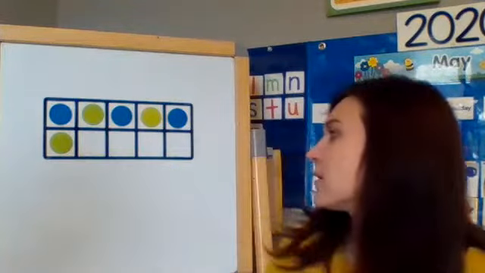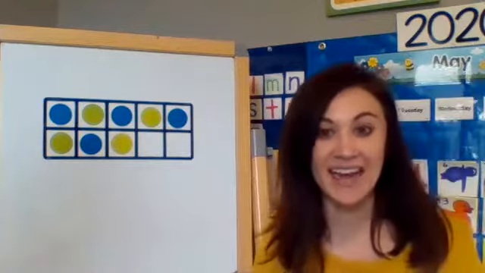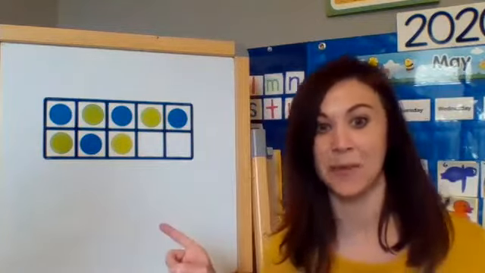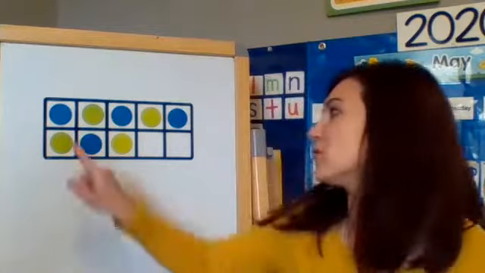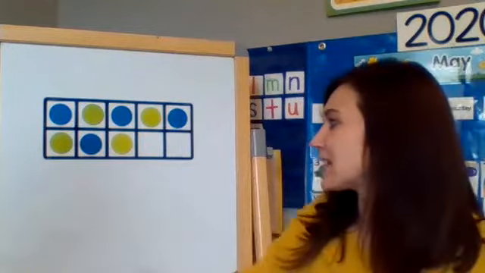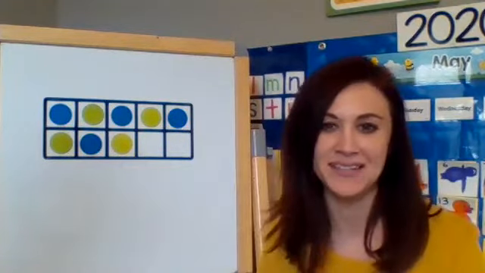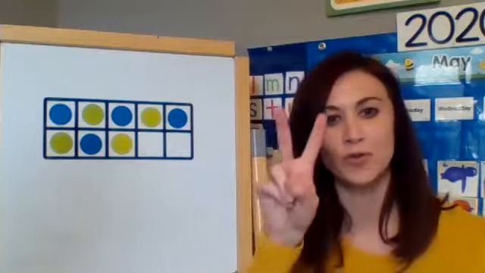1, 2, 3. And again, if you would like to count to see how many are there after each turn, you can do that. I know that the top row has 5, 6, 7, 8. I have 8 pieces in my tens frame. We'll go 2 more turns.